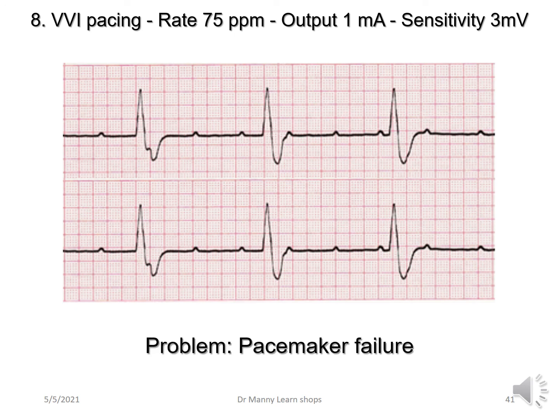There's a problem. The pacemaker has failed for some reason. It could be that the output now is a little bit low. So here, an output 1 is a little bit low. So therefore, automatically you would increase the output and see if you got capture. And typically it would probably resolve. And you would do your stimulation threshold again.